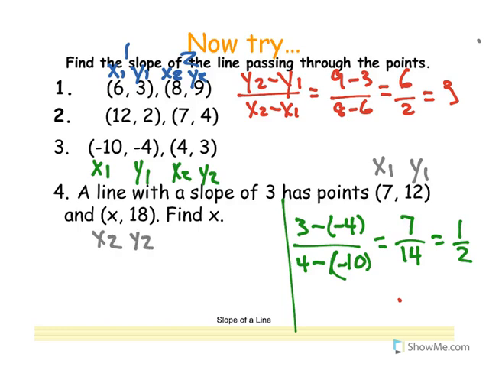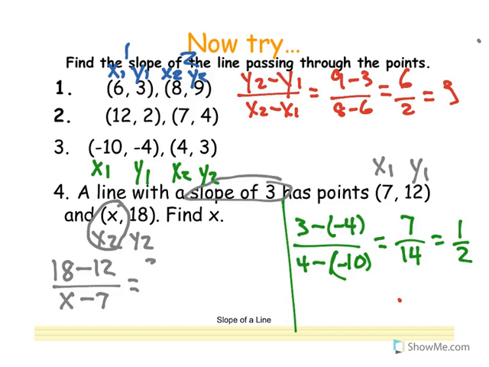So when I use my slope formula, I get y2 minus y1 divided by x2 minus x1, except x2 is unknown, so my x2 is just going to be x. Except instead of the slope being unknown, I know the slope is equal to 3, so I can say that the slope is equal to 3 over 1. So when I actually do this out, I get 18 minus 12 is 6, divided by x minus 7 is equal to 3 over 1.